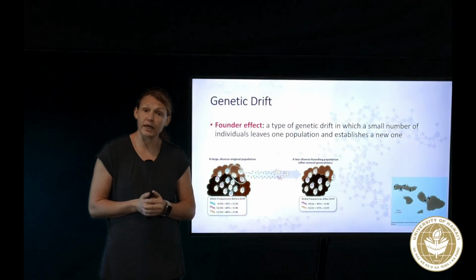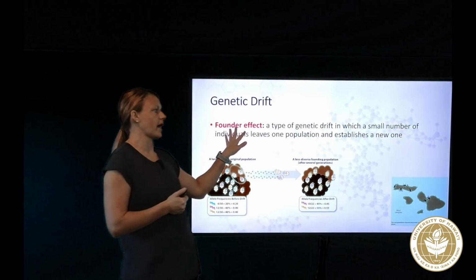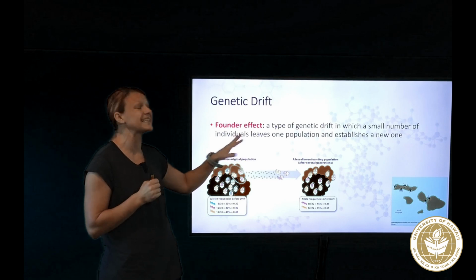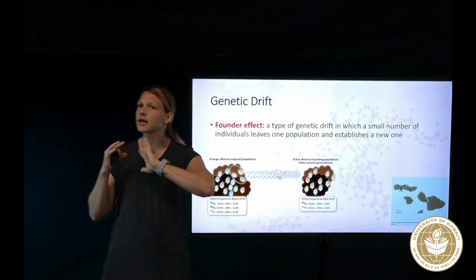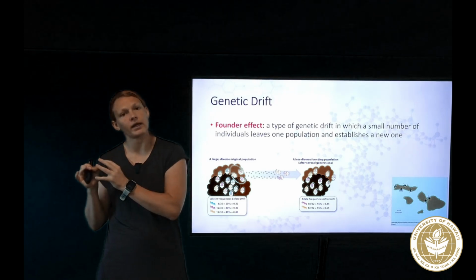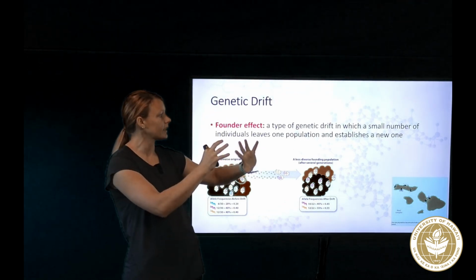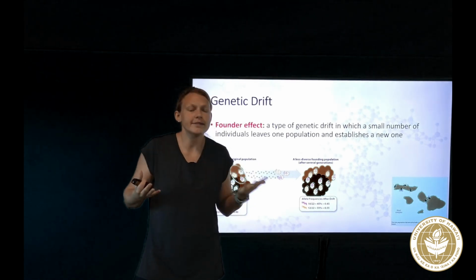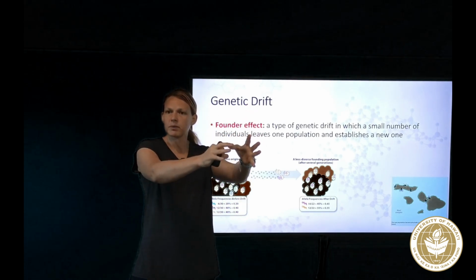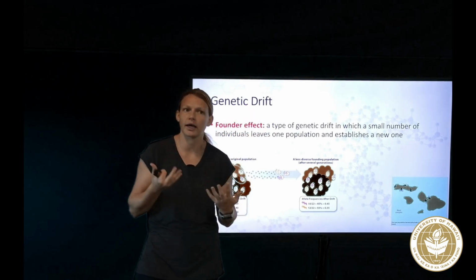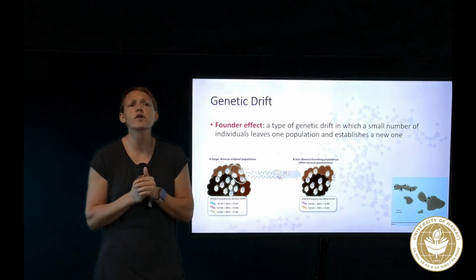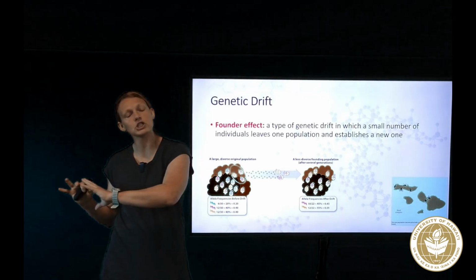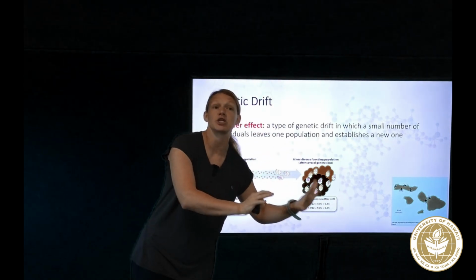Another type of genetic drift is what we term the founder effect. This is a type of genetic drift in which a small number of individuals leaves one population. So it's not that just a small amount survives or they get separated. A small amount leaves one population and establishes a new one. You could even think of that as like the colonization of America, right? A small subset of people left Europe and came over here to colonize America. So the founder effect is a type of genetic drift in which a small number of individuals, again, leave one population and establish a new population elsewhere.